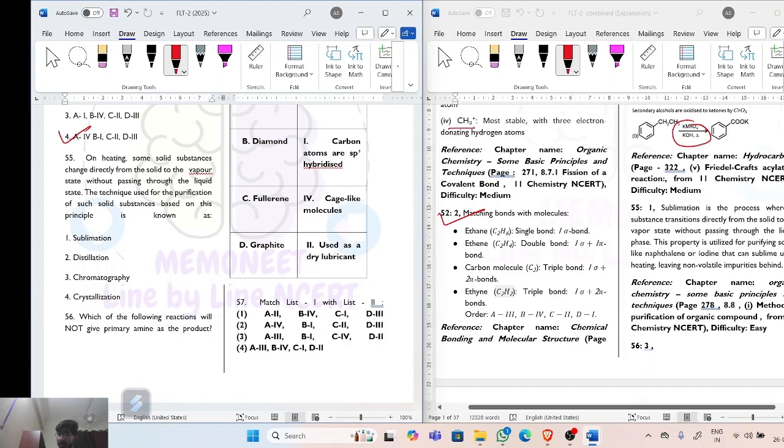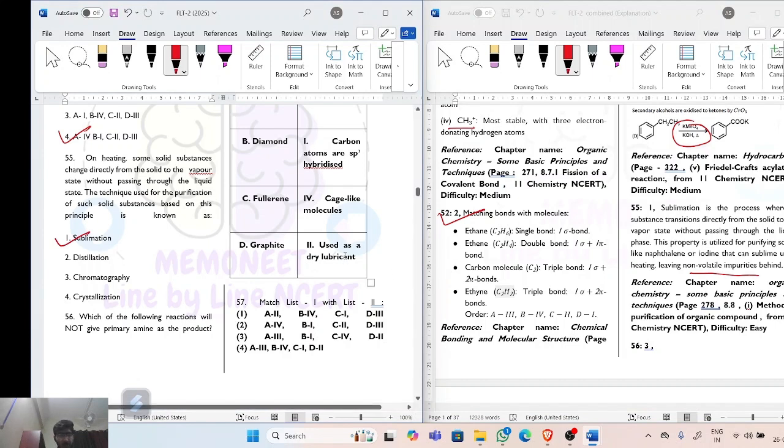So sublimation is the process where a substance transitions directly from the solid to the vapor state without passing through the liquid phase. This property is utilized for purifying solids like naphthalene or iodine that can sublimate upon heating, leaving no volatile impurity behind. So option number 1 will be our correct answer.